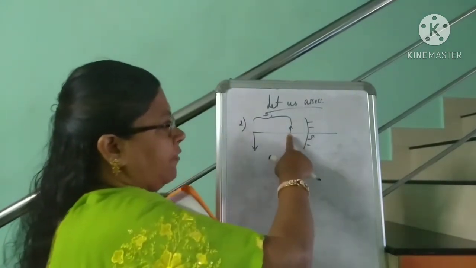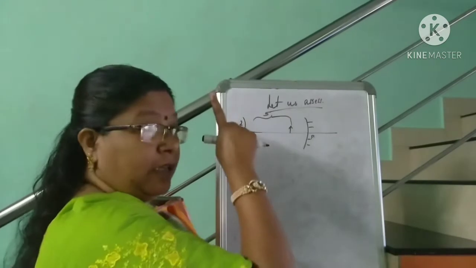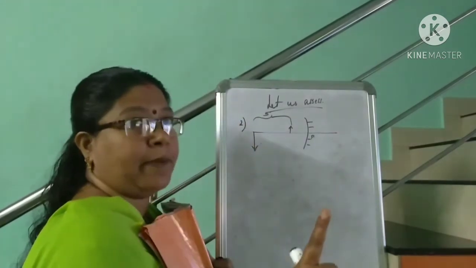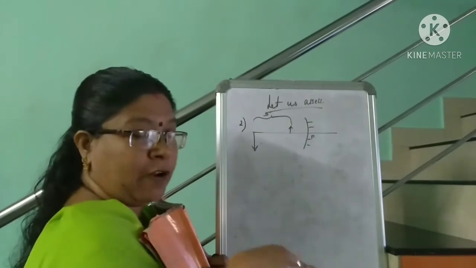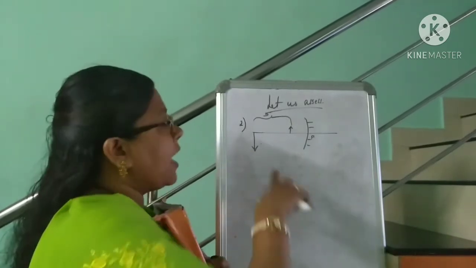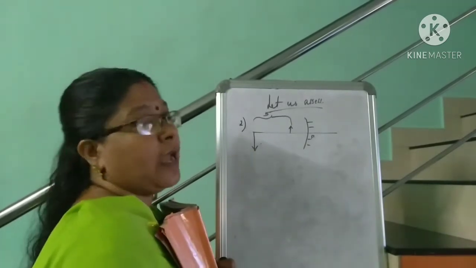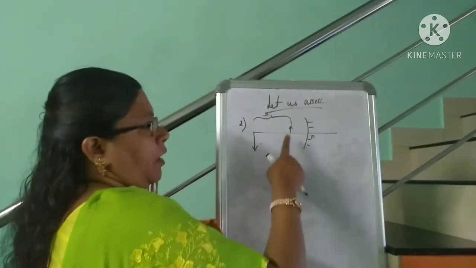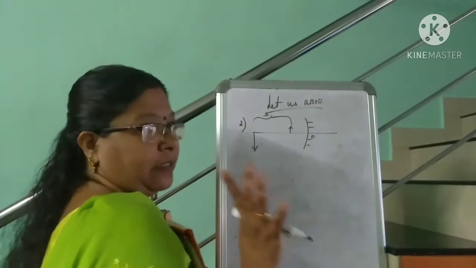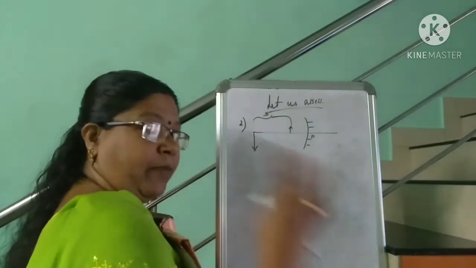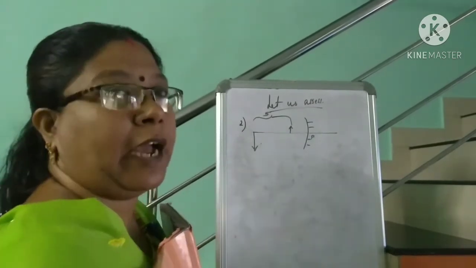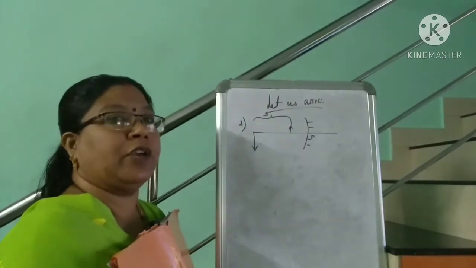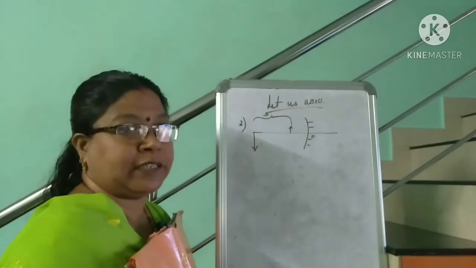An object is given and an image is got. That means it is a real image. So real images will always be inverted and magnified. And then what is given is the distance between the object and the image is 5 centimeters. So there are many ways of doing this problem. Either at first you can use the sign convention, or later you can use the sign convention.